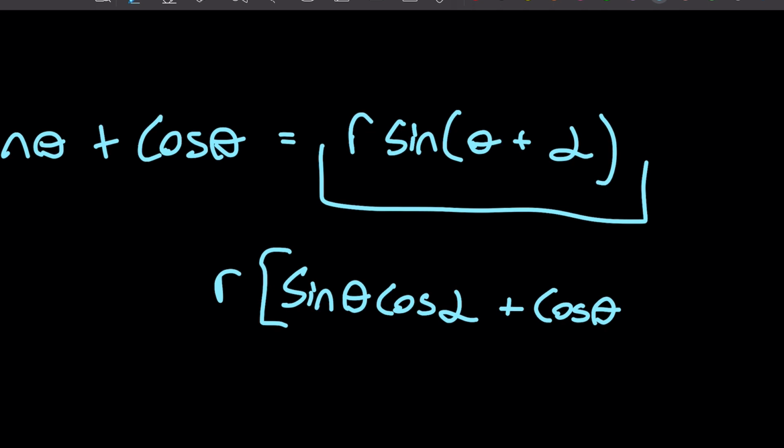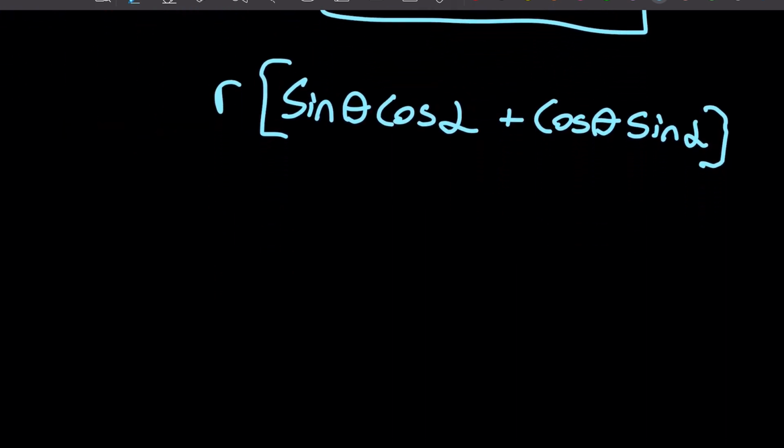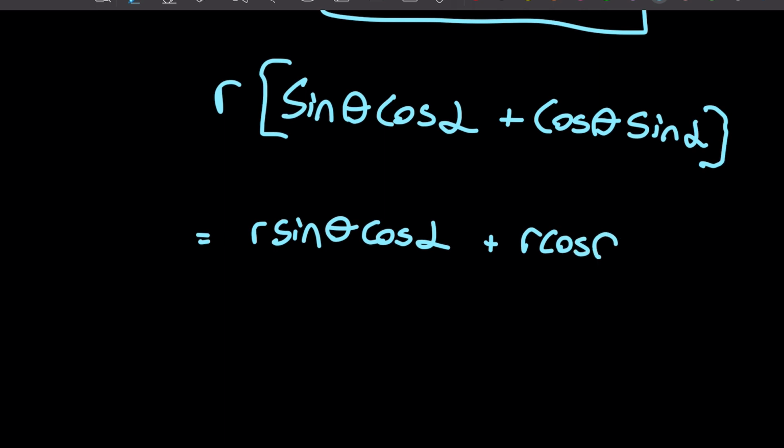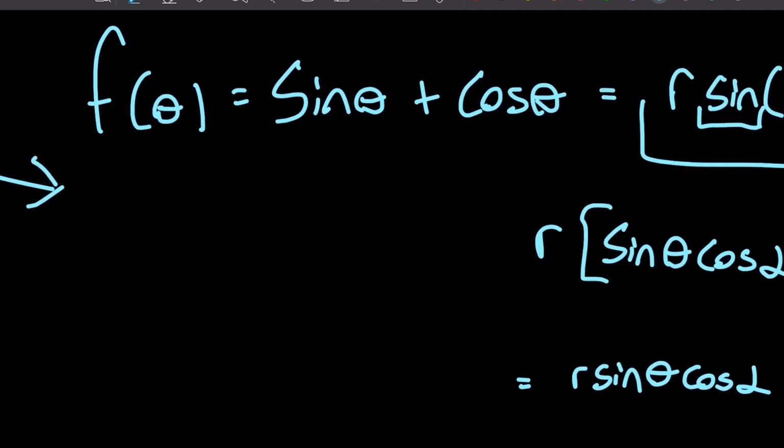Now, the reason why this is different from the last ones is because this time they use sine instead of cos. Don't let that trick you. Don't get into the groove of only thinking about one. Try to do it for all of them. So now, if we expand and distribute the r, it's going to be equal to r sine theta cos alpha plus r cos theta sine alpha. So sine theta plus cos theta should be equal to that.